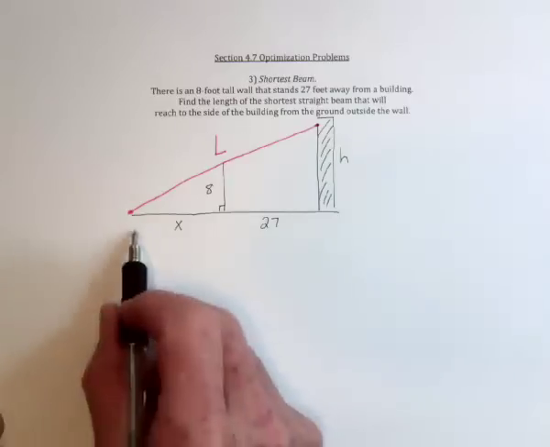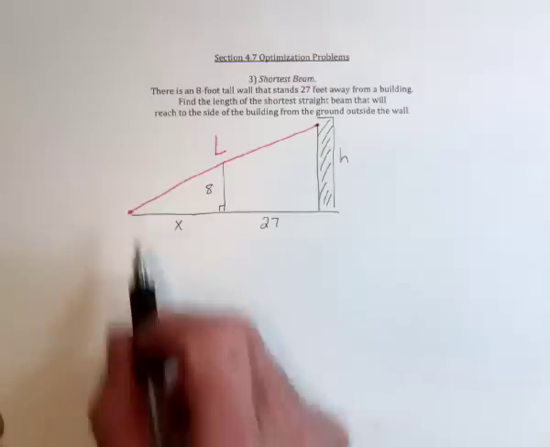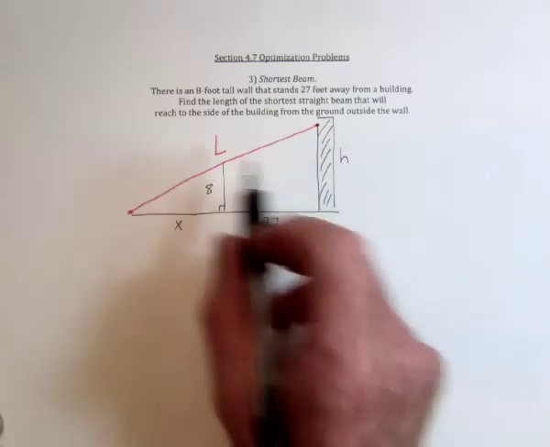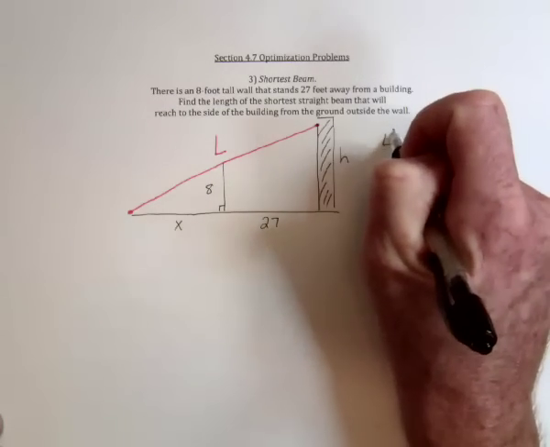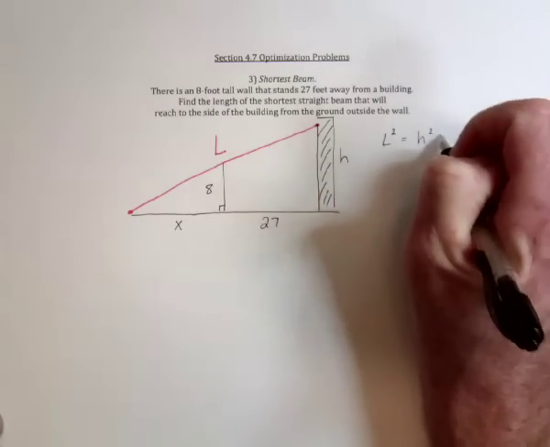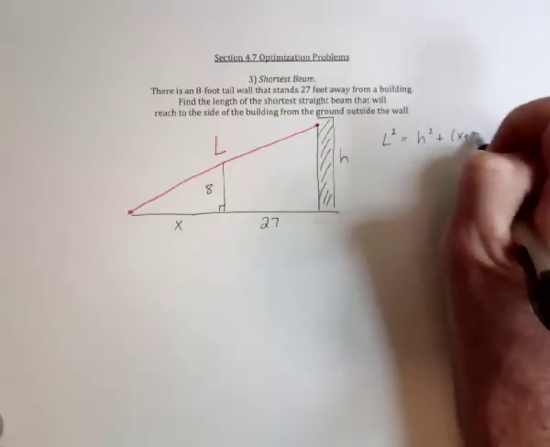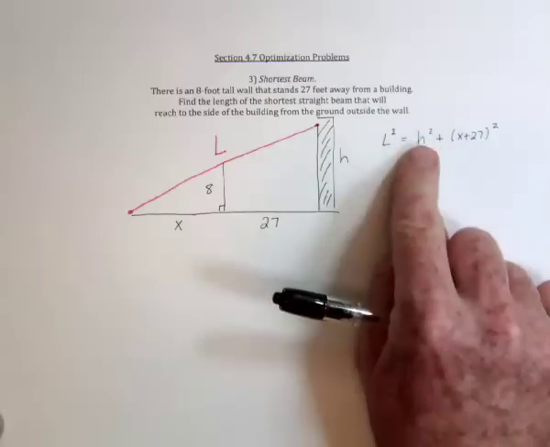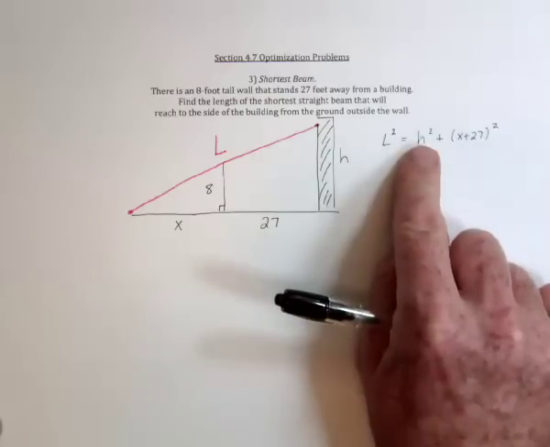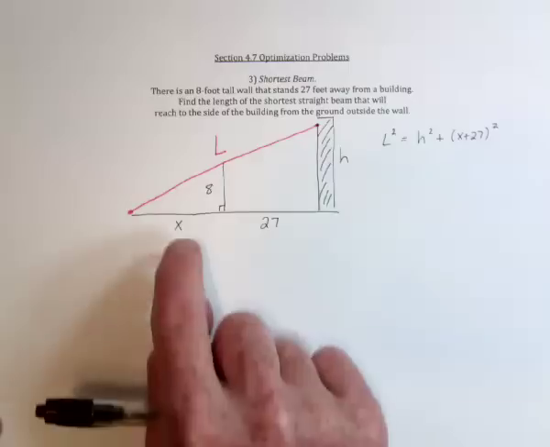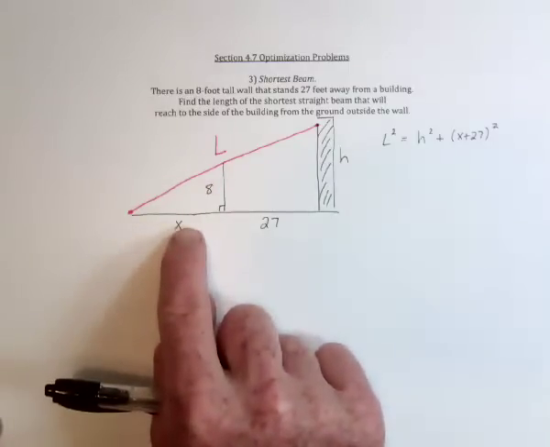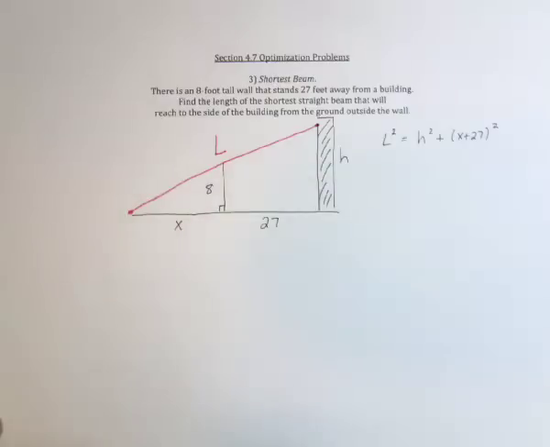Okay, so we could use the Pythagorean theorem. This whole big outside triangle has x plus 27 as one leg and h, and then there's the hypotenuse. So we'd have L squared equals h squared plus x plus 27 squared. And then we really need to get L to be a function of x only, so we need some other information about h. And I can't really use the Pythagorean theorem again because this is my only other right triangle, and that doesn't involve h. I need something that has h in it.